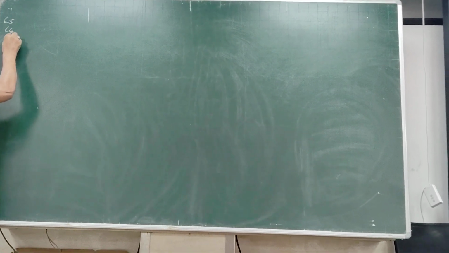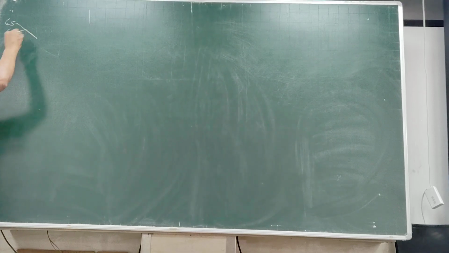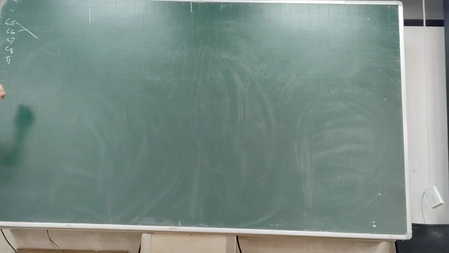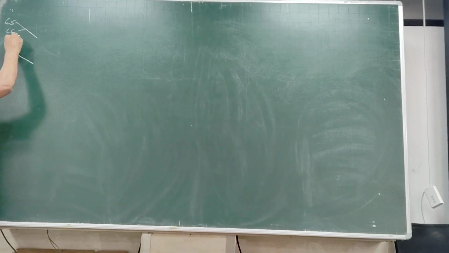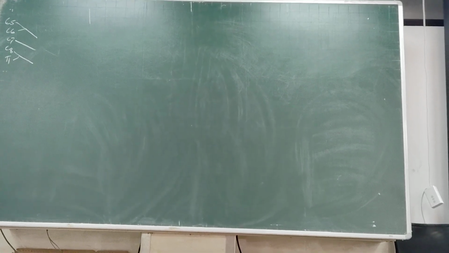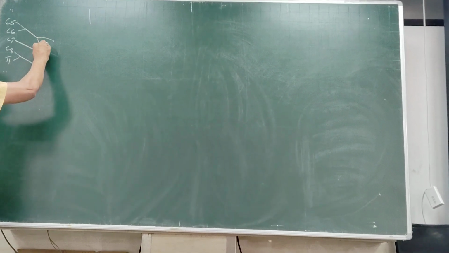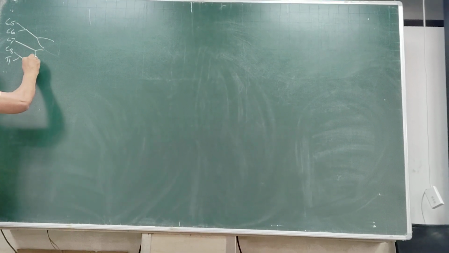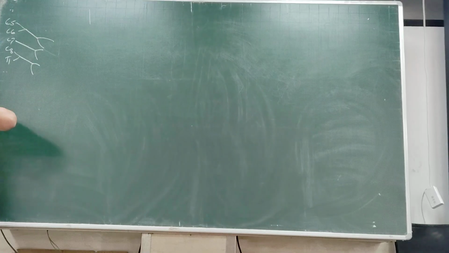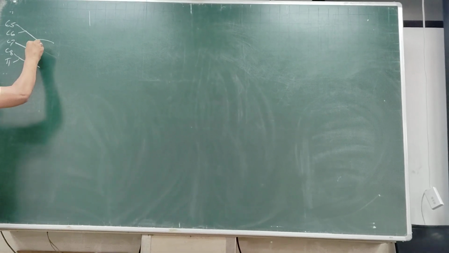C5, C6, C7, C8, T1. C5, C6 form the upper trunk, C8, T1 the lower trunk, and C7 single continues and forms the middle trunk. Each trunk gives a division: anterior division, posterior division. Let this be called anterior and posterior.